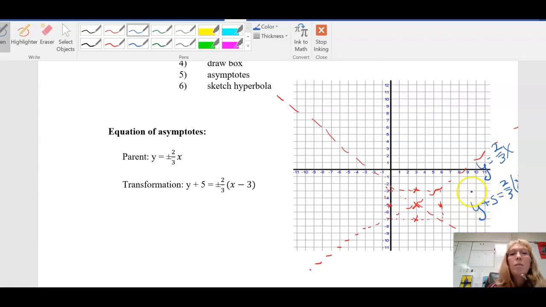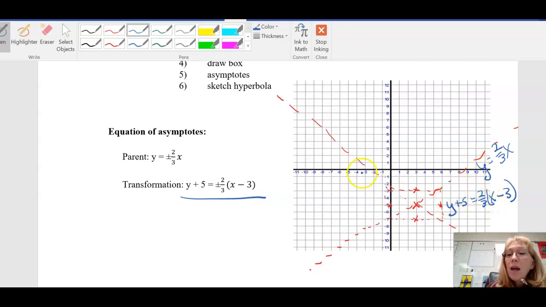Oh, I'm out of room. Here. Let me try writing it over here a little bit more. We'll go over here. So y plus 5 equals 2/3 times x minus 3. The opposite of your point. Okay, I hope you did well with that. So now we got the equation of this one.